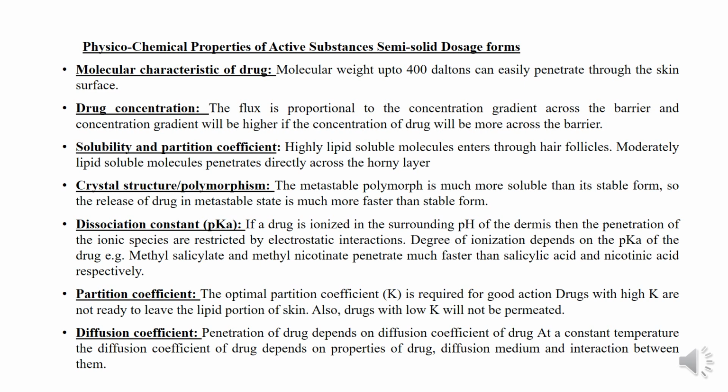Next is crystal structure or polymorphism. The metastable polymorph is much more soluble than its stable form. So the release of drug in the metastable state is much faster than the stable form. So depending upon the crystal structure or polymorphism of the drug, the permeation of the drug varies. The metastable state will release faster as compared to the stable form.